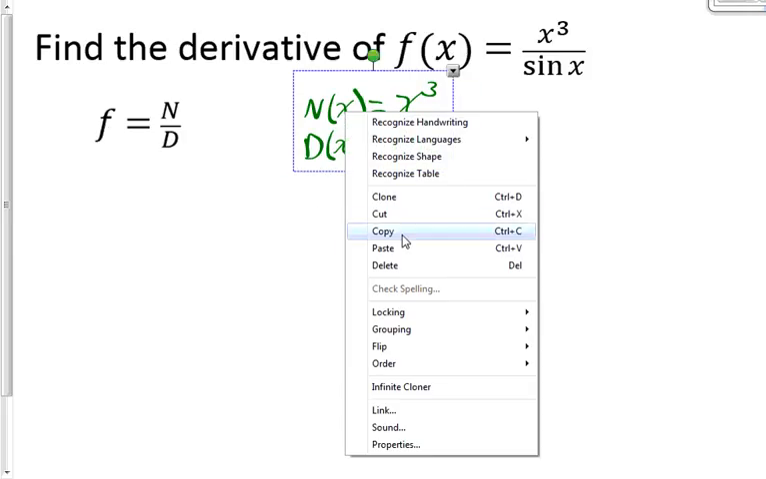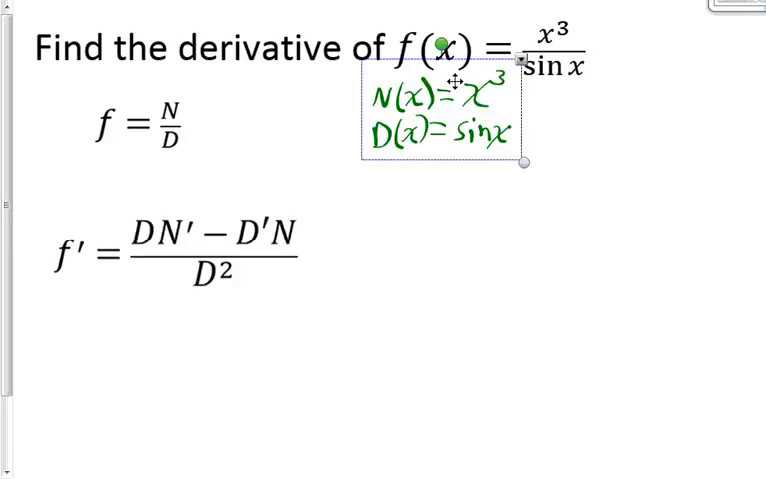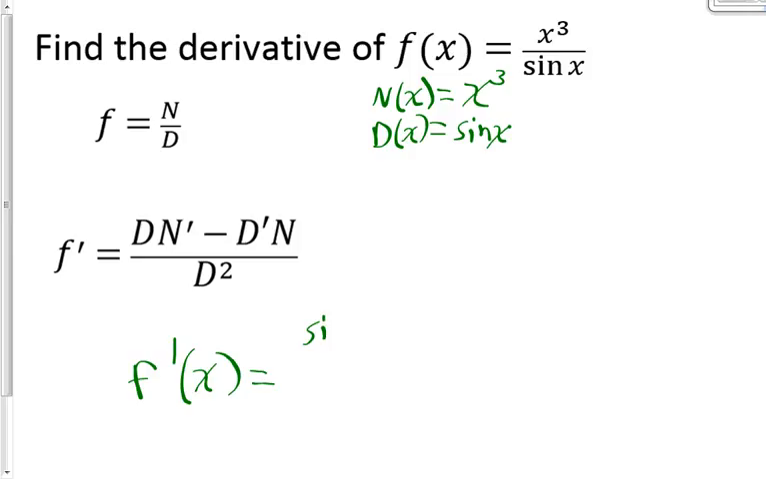All right, so let's take a look. We have the formula here. Well, since I've identified my n and my d, the derivative f prime of x is then equal to the denominator, which is the sine of x, multiplied by the derivative of the numerator. Well, the derivative of this by the power rule is going to be 3x squared. I multiply by 3 out front, so I bring the 3 down, n times x to the n minus 1. That's the power rule, the simple power rule.